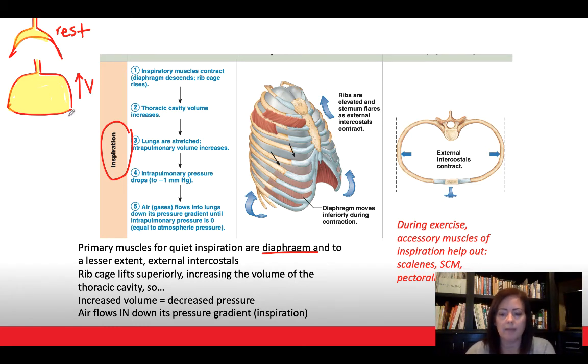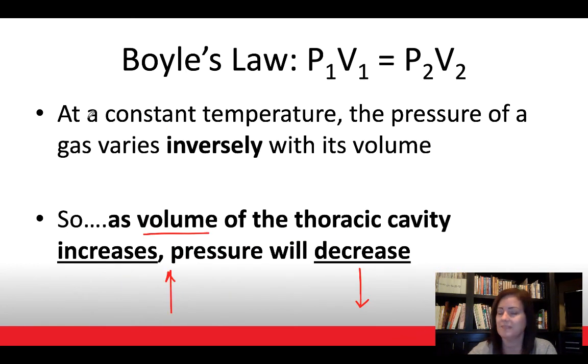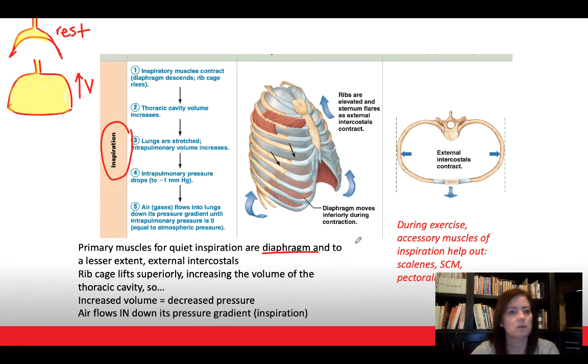What do we know has to happen according to Boyle's law? If volume increases, pressure has to decrease. So, same thing is true here. Here we just saw an increase in volume when we inspired. What's going to happen to our pressure? So we know pressure is going to decrease.